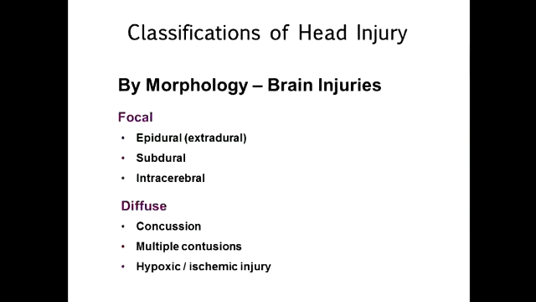We can also classify head injuries based on the morphology of the associated brain injuries. These brain injuries can be focal, as is seen in epidural, subdural, and intracerebral bleeds, or can be diffuse in nature, as is associated with concussions, multiple contusions, or ischemic injury, say in a patient who's been in a near drowning accident.